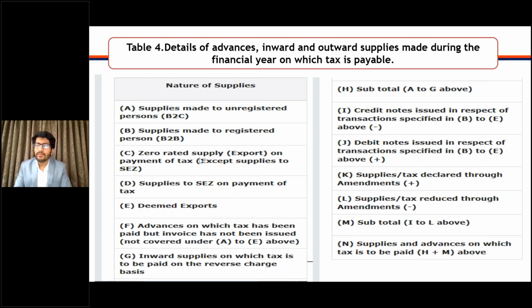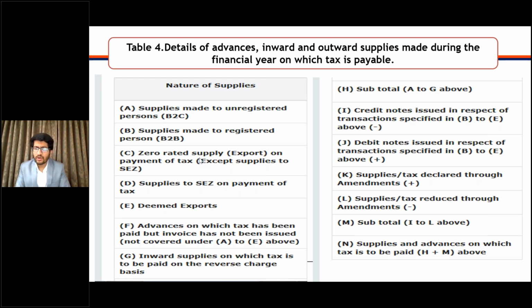Fifth point we have is of deemed exports. Next is advances on which tax has been paid but invoice has not been issued. These are only in respect of A to E above. So only if my transactions are covered in A to E above, then advances in respect of such transactions are to be reported here. Next point is our inward supplies on which RCM is payable.